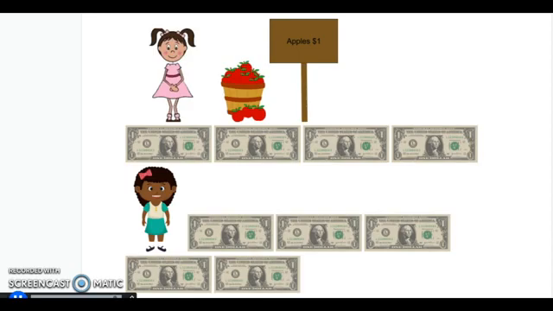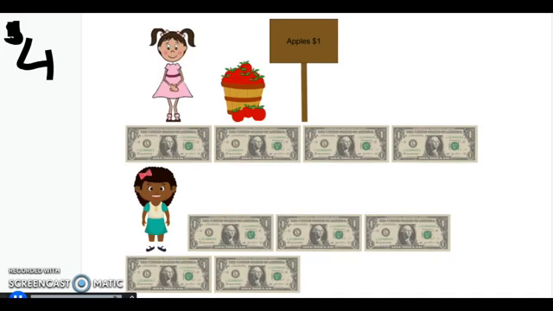So Sally owns $4. That's how you would represent +4. You can see that she has $4 with her. However, Sally wants to buy 9 apples. To buy 9 apples, she needs $5 more.